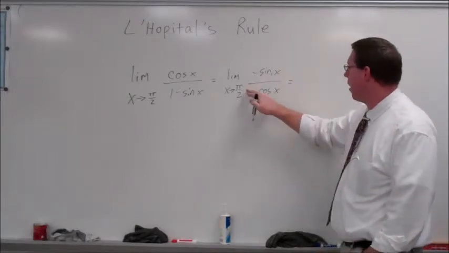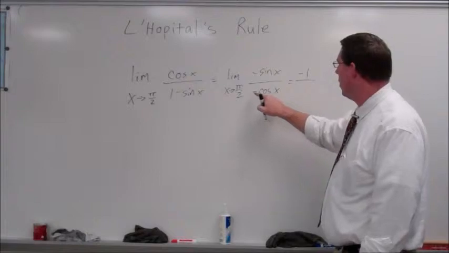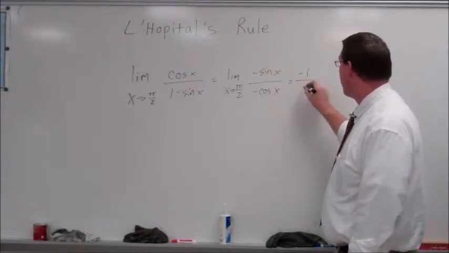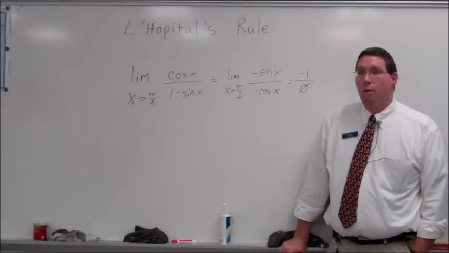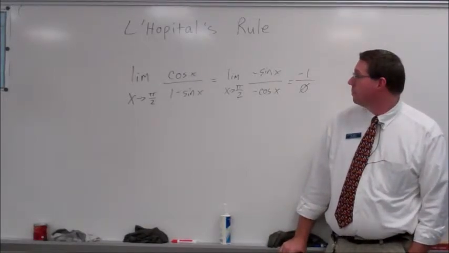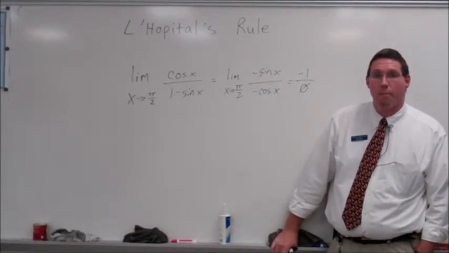And so now when we plug in pi over 2, negative sine of pi over 2 is negative 1 over negative cosine of pi over 2. Well, that's 0. Look at that. We've got a vertical asymptote there. And we didn't see that when we had the indeterminate form, okay?